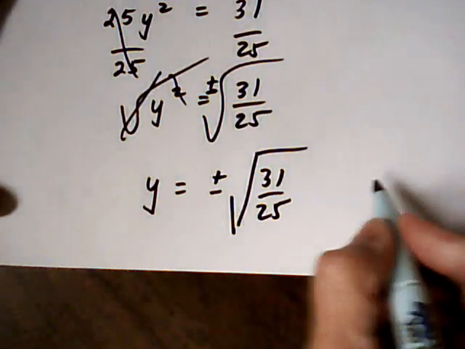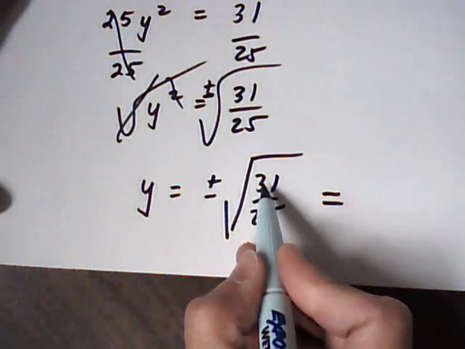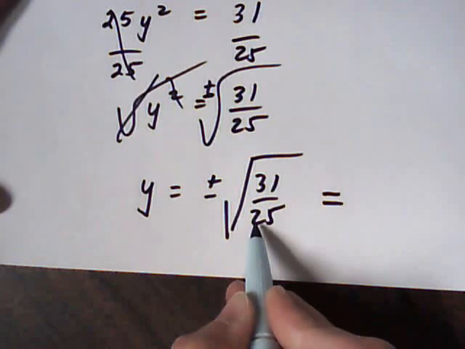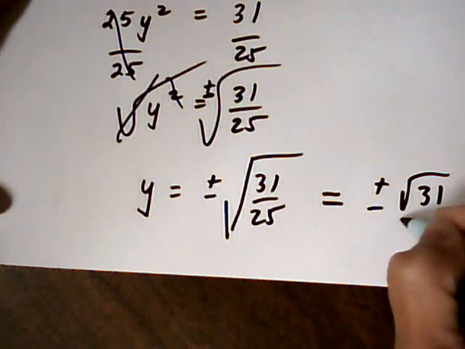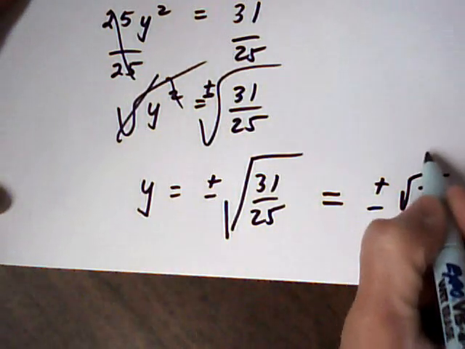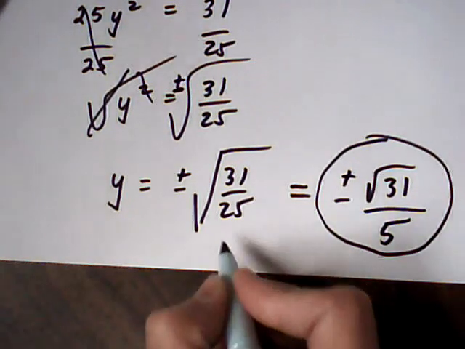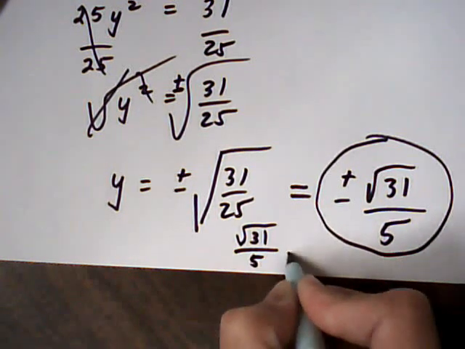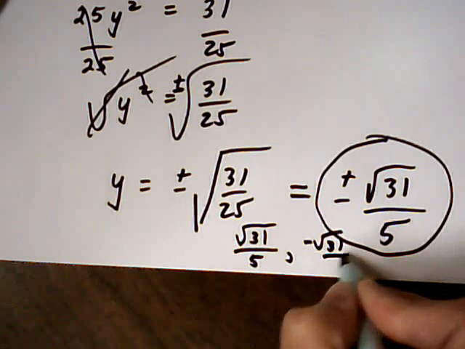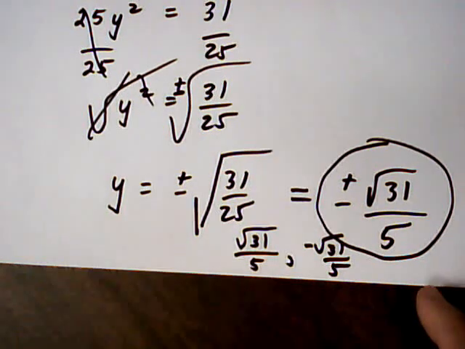You always want to root it as far as possible and reduce things as far as possible. The square root of 31 we can't do, so we'll leave it like that. The square root of 25 is 5. So our final answer is plus or minus root 31 over 5. Depending on your book or the software you're using, you might need to list your answer as two separate answers, like root 31 over 5, comma, minus root 31 over 5. So do whatever your book or software or teacher wants you to do. So there's one. Let's do another one.